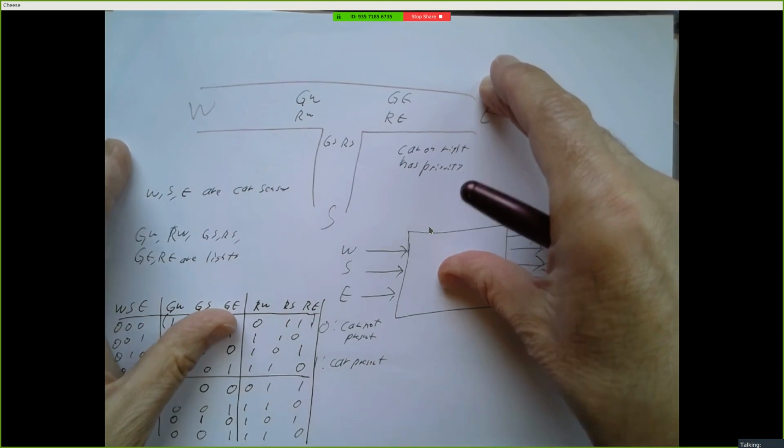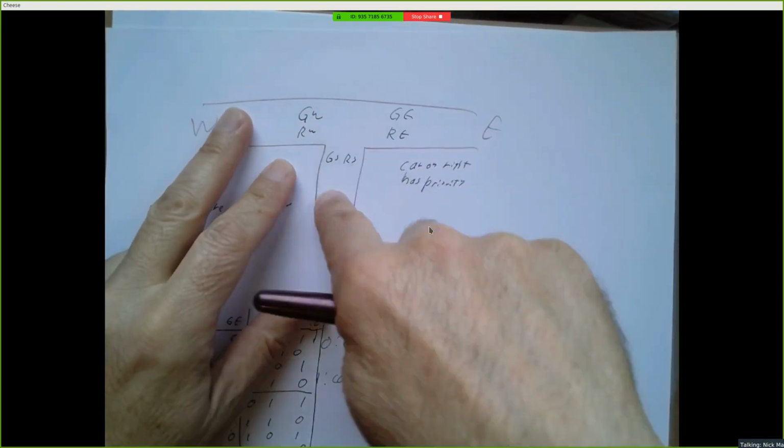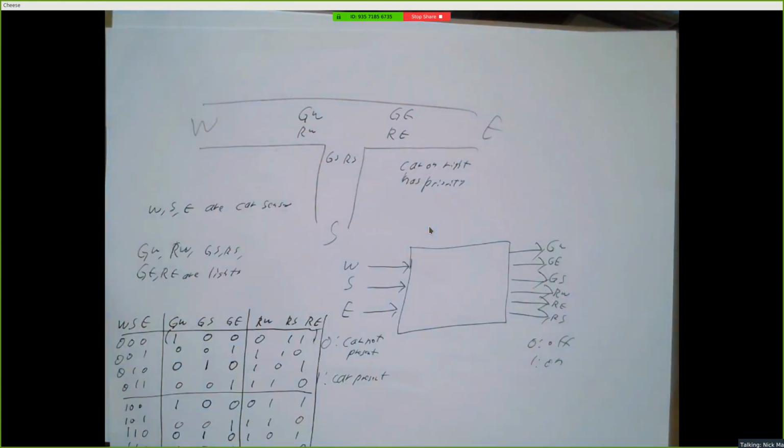Which is you'll have 3 lanes, and the car that has highest priority will have a green light, and other cars will have red lights.